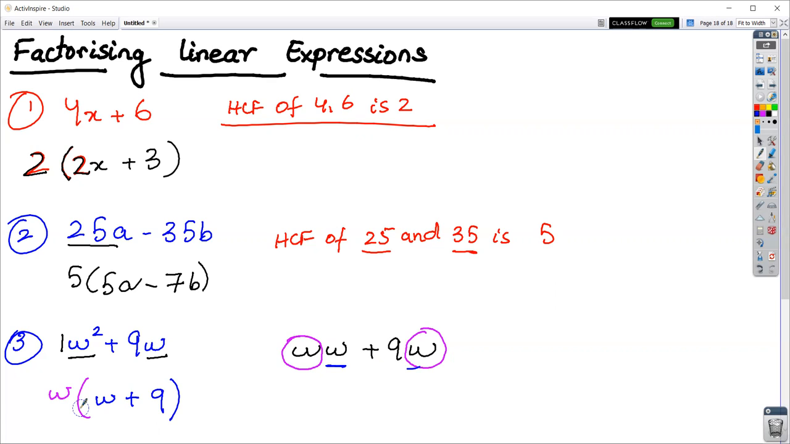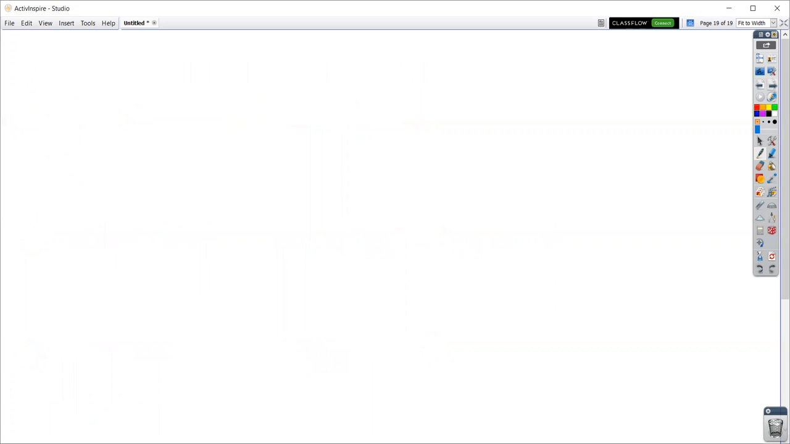I'll show you one more example to do with the variables, and then we go on to the examples where we can factorize the variable as well as the number. For the next example, we have a squared minus ab. So we don't have any number here. All we see is the variables a and b. The two different variables we have are a and b.